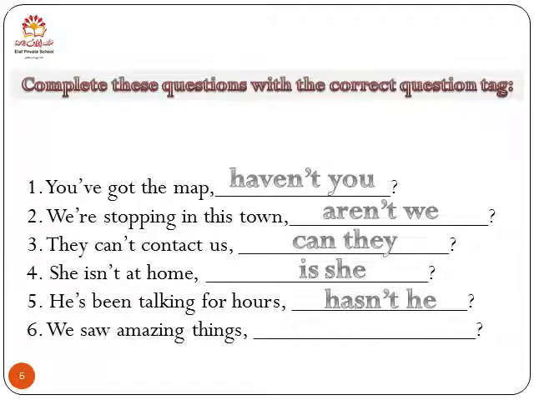For number 6, which is the last sentence here on this presentation, we saw amazing things. There is no auxiliary verb here, but this verb is in the past. Now you are a 9th grader, you are supposed to know all or most of the irregular verbs. So we saw amazing things, didn't we?